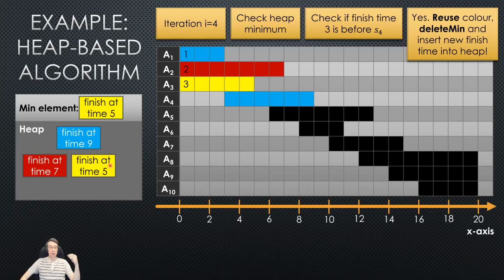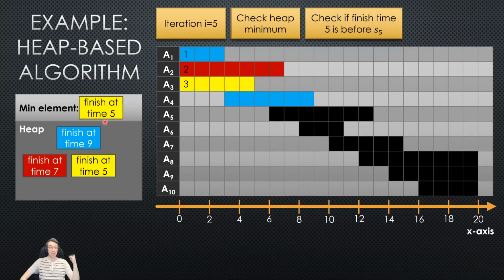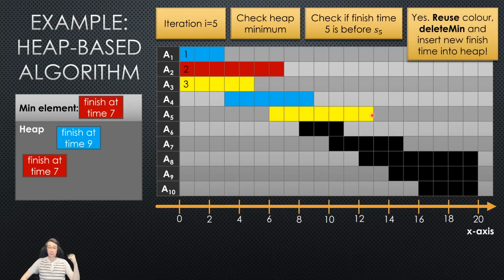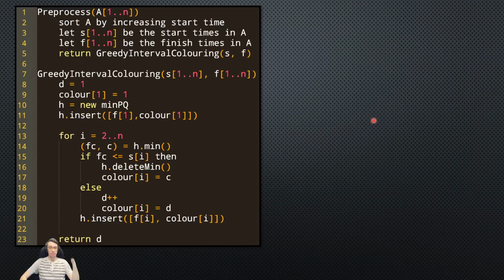Who knows how the heap is organized internally, but the 9 is not the minimum element. The minimum element here is this yellow color, which has finish time 5. So when it comes time to assign a color to A5, we're going to compare with the heap minimum. Our start time of 6 is greater than the heap minimum, so we'll reuse this color with finish time 5, the yellow, by deleting min, reusing it for our interval, and then reinserting it back into the heap with a new finish time, and so on. We're going to continue this process. Okay, so here's the pseudocode. The pre-processing is all the same.